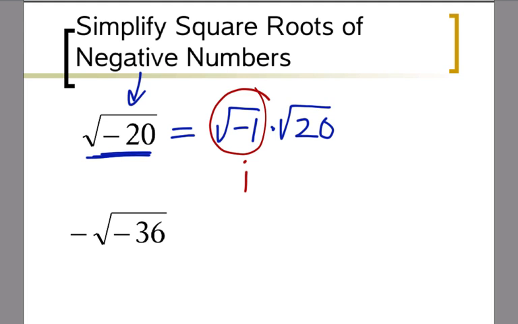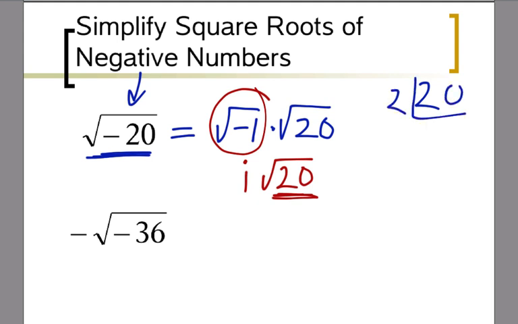This is just i times the square root of 20. That's almost simplified. The only thing we have to do now is do our hockey stick method on the 20. The hockey stick method says you take your 20, do your little hockey stick, and we divide out a 2, and you're left with 10, divide out another 2, and I get 5. So really this reduces to 2 root 5, and you just put the i in there.